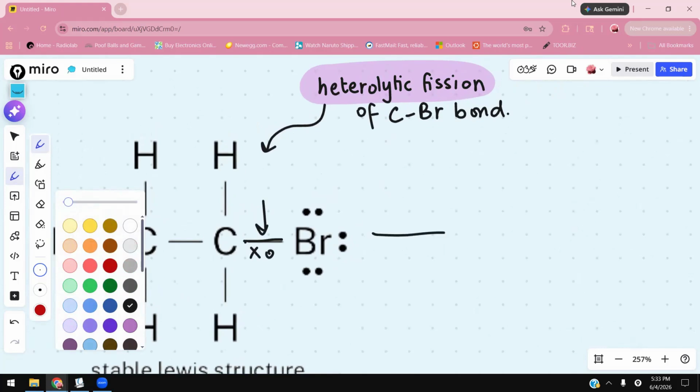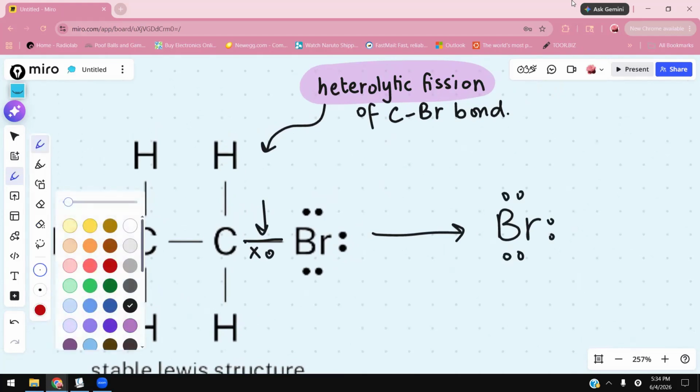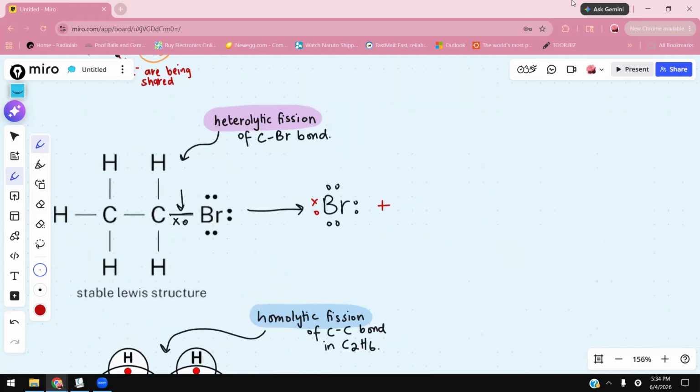Right? So let's make our product. We'll probably have bromine. Let's make that. And it has hogged both the electrons. Wait, let me draw that in a different color. There we go. It has hogged all the electrons. And we'll be left with a positive cation. Let me draw that as well.